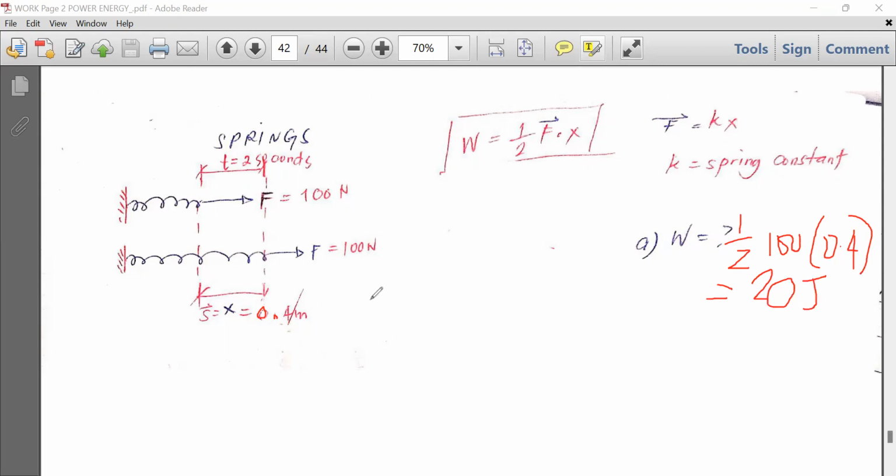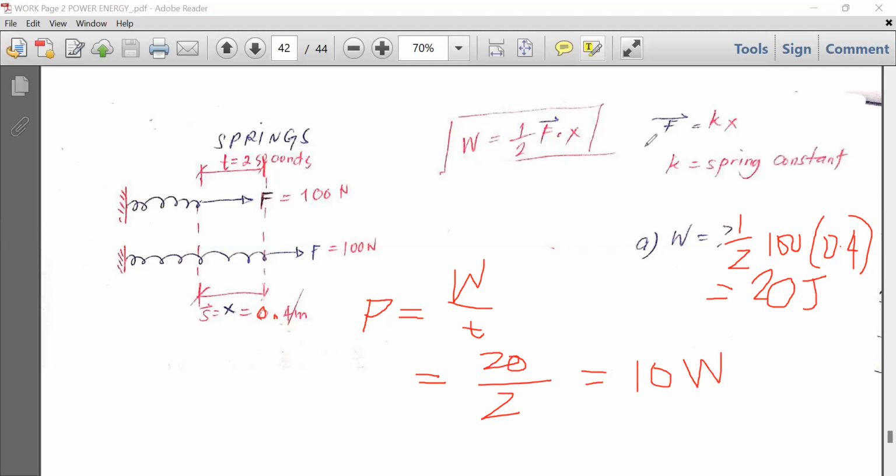How about the power expended after 2 seconds? Here it's 2 seconds. So that is equal to work over time, right? And this is equal to 20 joules over 2. 20 over 2 seconds is 10. So the power is 10 watts. Okay, all right.